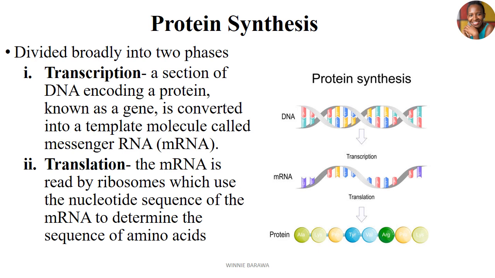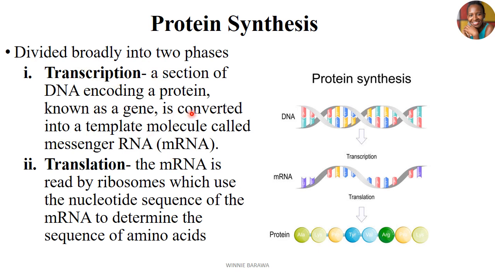So protein synthesis is the process that helps us in the formation of proteins, and in some places they prefer calling it protein biosynthesis, still the same. However, protein synthesis is divided broadly into two major phases: the phase of transcription and the phase of translation. In the transcription phase, the DNA encoding a protein, known as a gene, is converted into a template molecule called the messenger RNA. In short, transcription is the process of creating a strand of RNA, which will be used now in the translation stage.